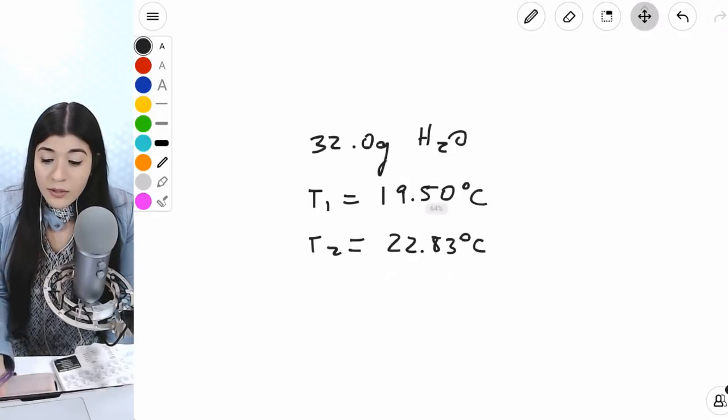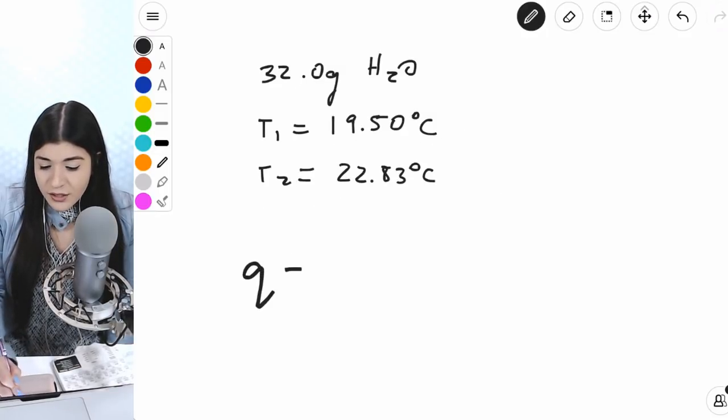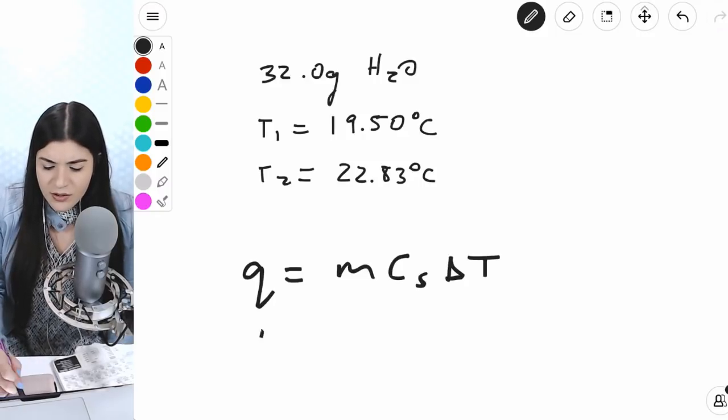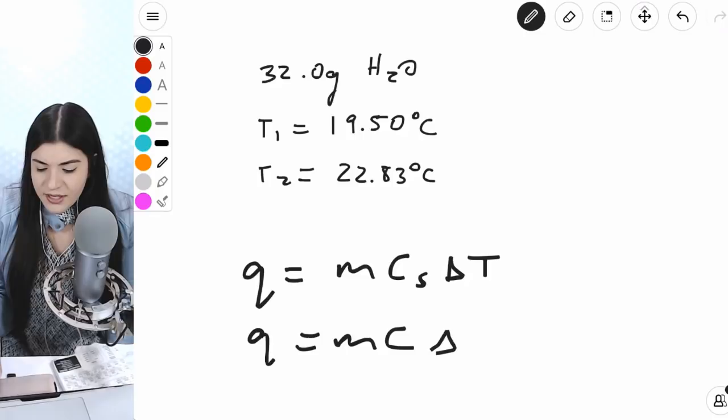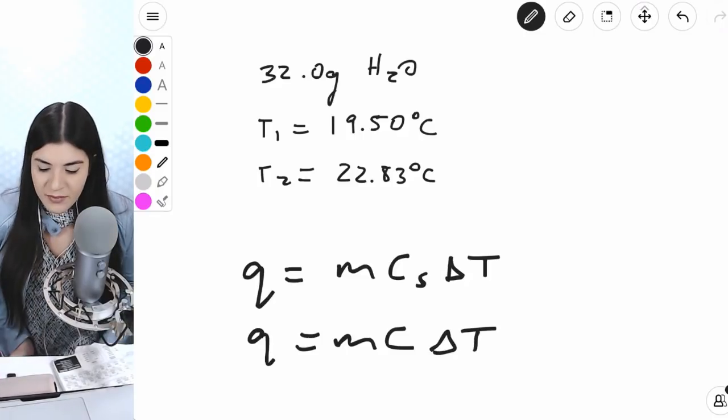Okay, so what I'm going to use right now is q equals mcΔT. So this is the formula you're going to see. Sometimes you could also see it without the S. I've also seen it this way. Okay, both mean the same thing.